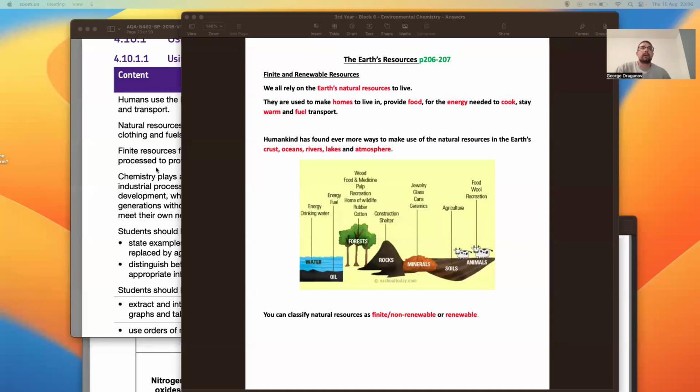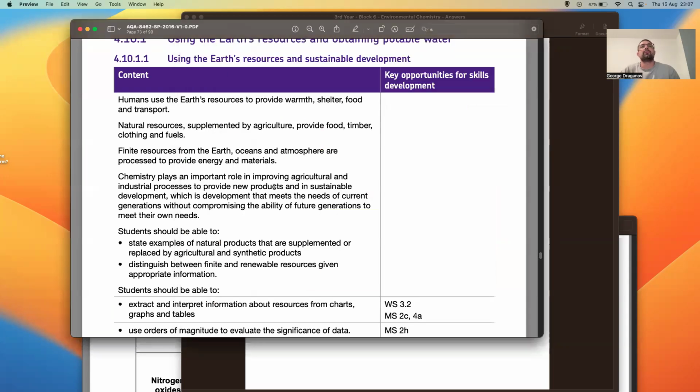Right, guys, chapter 10, using the Earth's resources. So this is just going to be a short lesson based just off of this specification point here. So, using the Earth's resources for sustainable development.